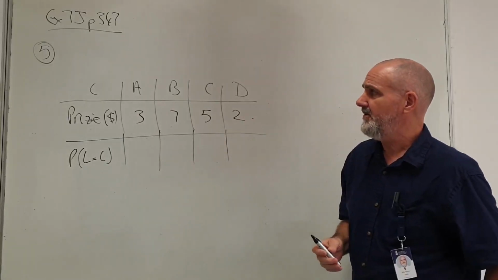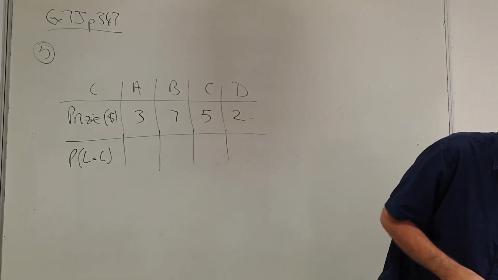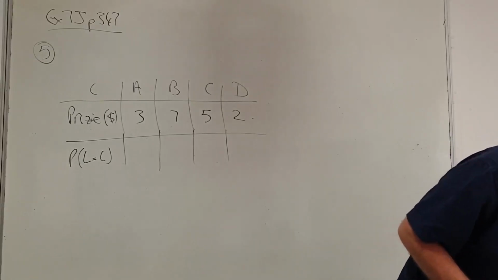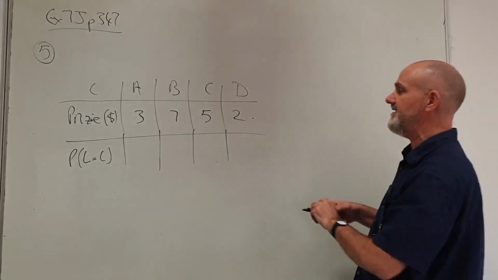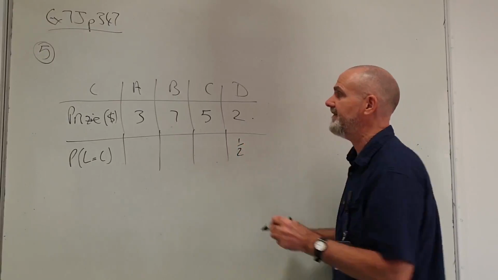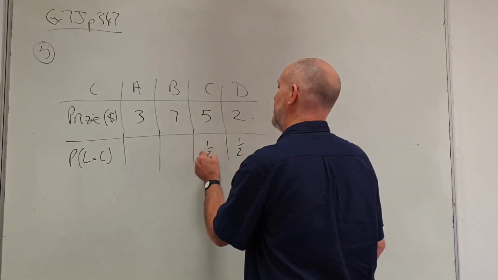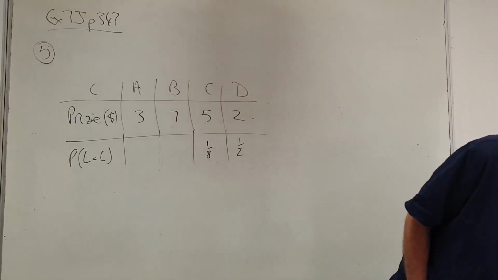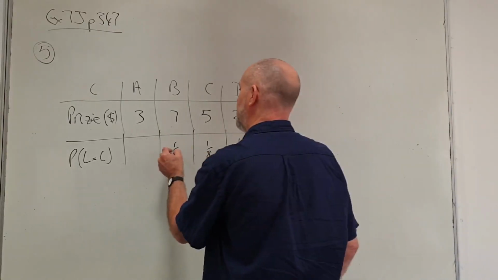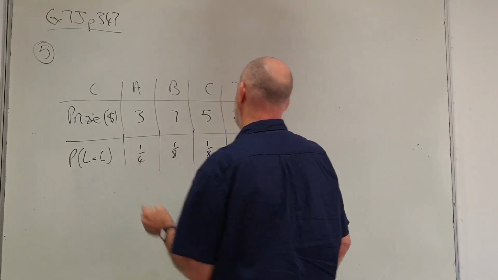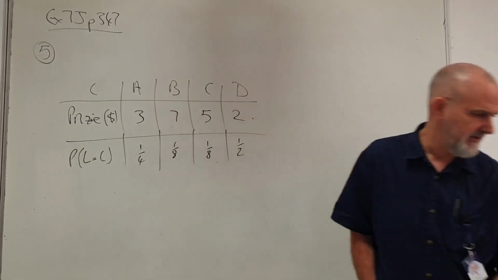Okay, so here we are. We've got that. If you look at that circle, you can see that D is half of it. So D has got to be a half. And C is an eighth. B is also an eighth. And A is a quarter. And if you add those up, you get 1.